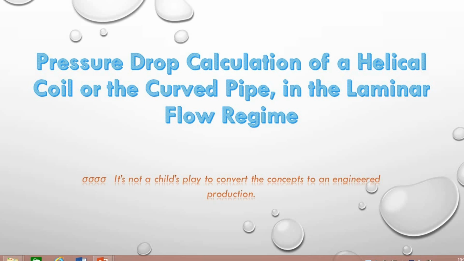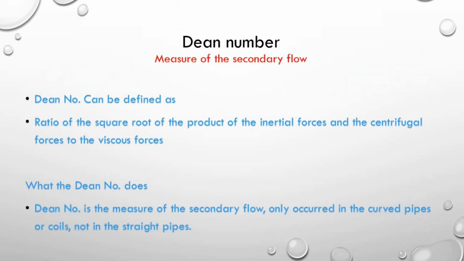This ratio is called the Dean number. The Dean number measures the Dean flow, and the Dean flow only occurs in helical coils or curved pipes, not in a straight pipe.